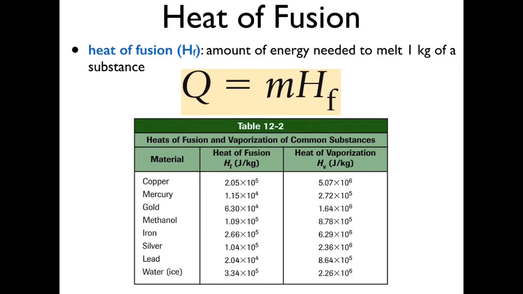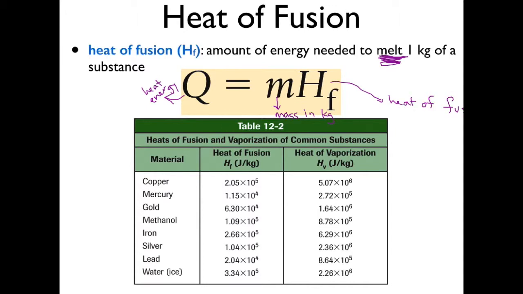Talk about the heat of fusion, or how much energy is required to melt something. How much heat do we have to add to melt something? So you're going to have Q again, which remember is just heat or heat energy. M is your mass, in grams, and HF is your heat of fusion, and it's just in a table, and you just look it up.